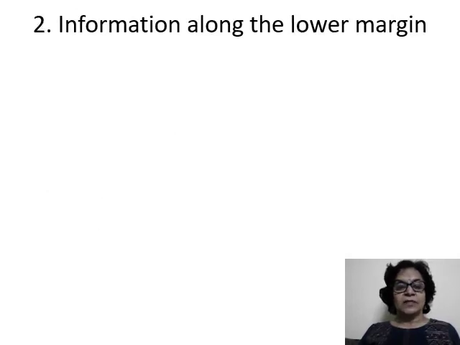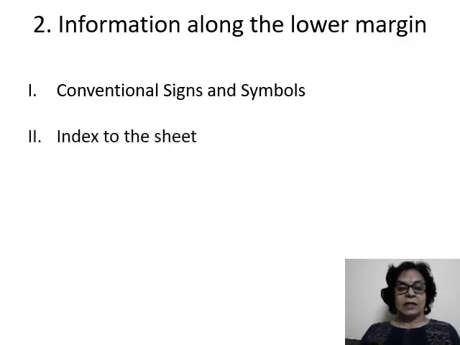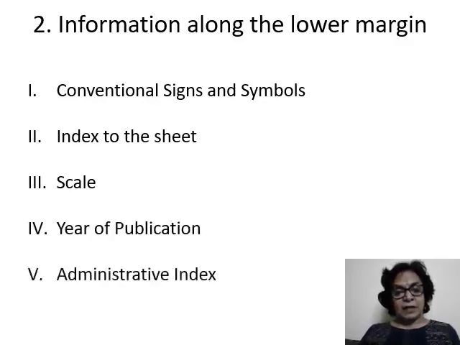Along the lower margin, we have the conventional signs and symbols, which are represented in the two boxes on the left and the right along the lower margin. Then we have the index to sheets. Then there is the representation of the different scales. Above that we have the year of publication, and finally we have the administrative index, which is given in the small square.